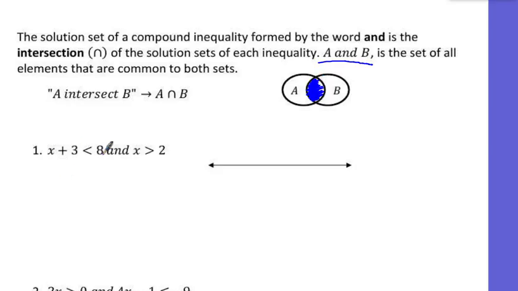Here's one inequality which we will solve, combined to another, using the word "and." So we subtract 3 from both sides of this inequality sign. x is less than 5, and x is greater than 2.